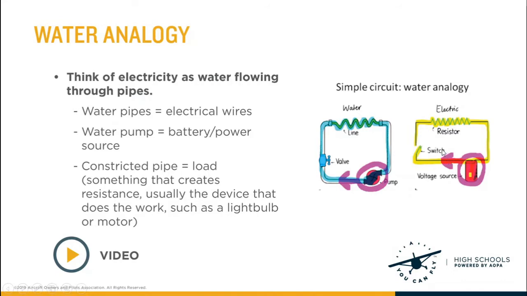Similarly, there can be parts of an electric circuit that cause a lot of resistance. A light bulb, for example, has a lot of resistance to electric flow because there's only a tiny little wire going across inside of a light bulb. So a constricted pipe or resistance is a load, something that causes resistance. And so a motor or a light bulb can be those things.